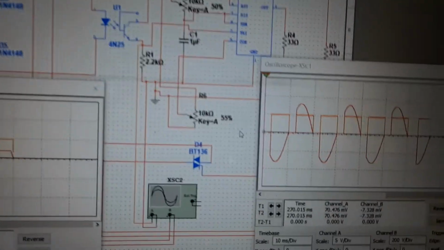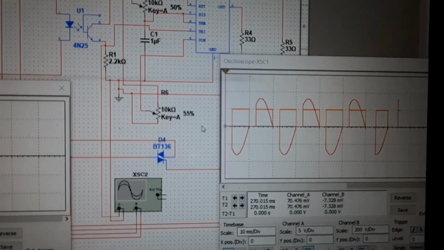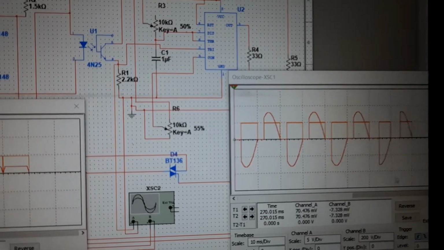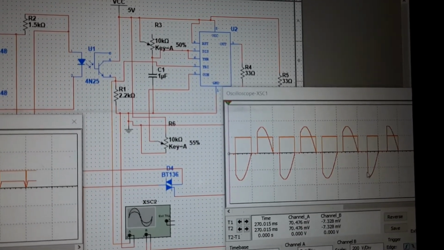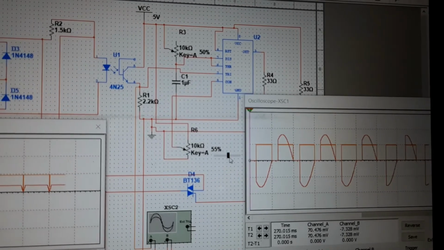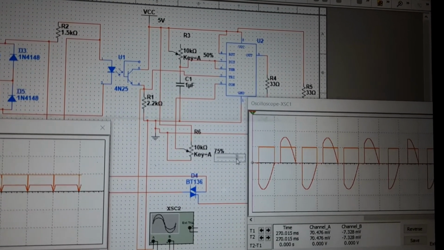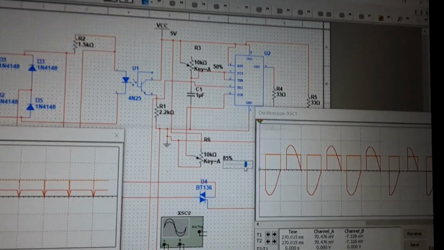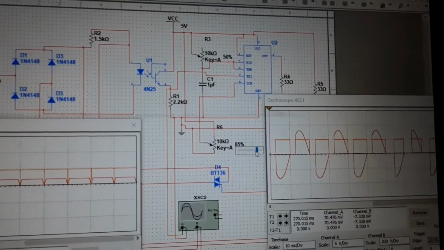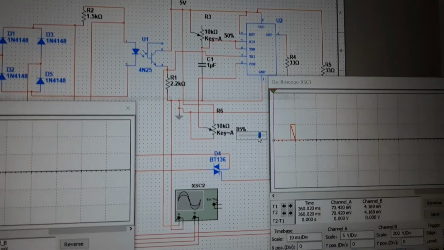See, it is almost fired at the middle of the half cycle. See, now on increasing further, the power delivered will be reduced.